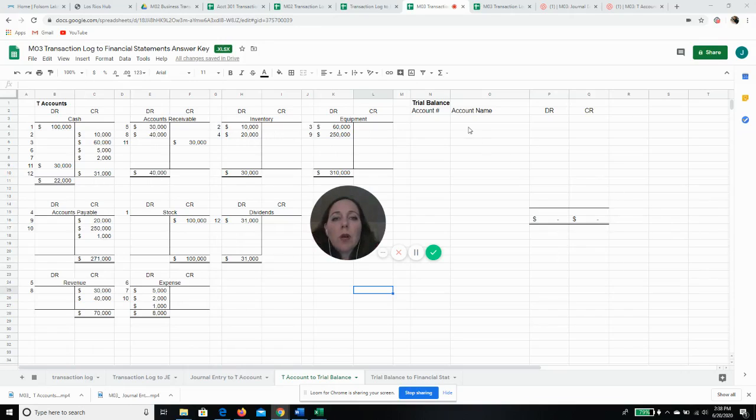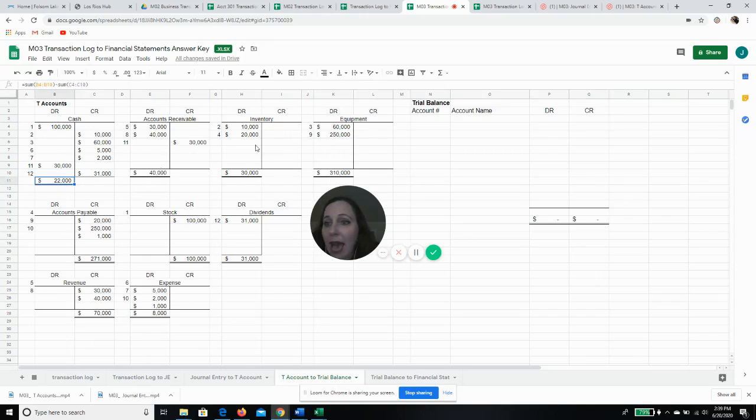Okay, so this is our trial balance right here. It's going to start with an account number, we'll get back to that, then the account name, and then whether the ending balance is a debit or credit. All right, this is an either-or, guys. You either have an ending debit balance or you have an ending credit balance. You cannot have both. Okay, you've got to pick.